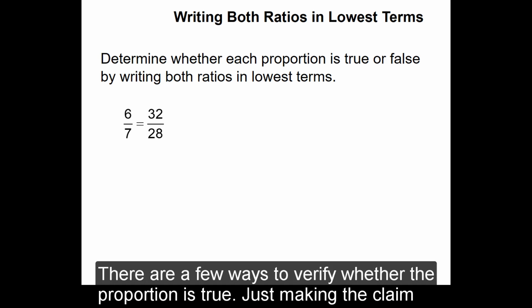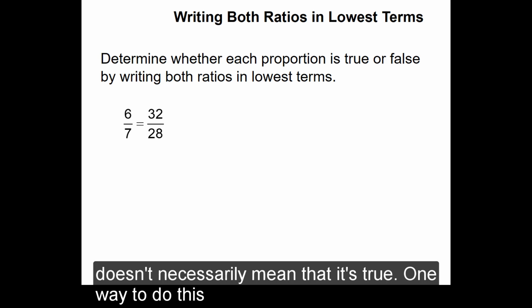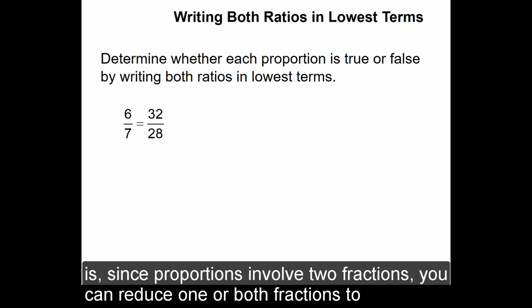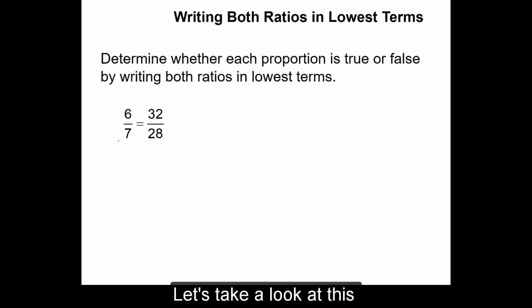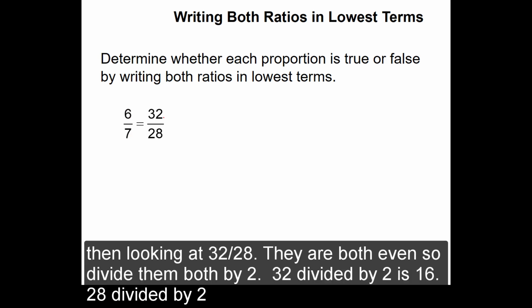Now there's a few ways to verify whether in fact the proportion is true. Just making the claim doesn't necessarily mean that it's true, so let's take a look. One way to do this is, since proportions involve two fractions, you can simply reduce one or both fractions to lowest form, and if they are equal to each other, then it is a valid proportion. So let's take a look at this proportion here. Now 6 over 7 does not reduce, so I'll go on to the 32 over 28.